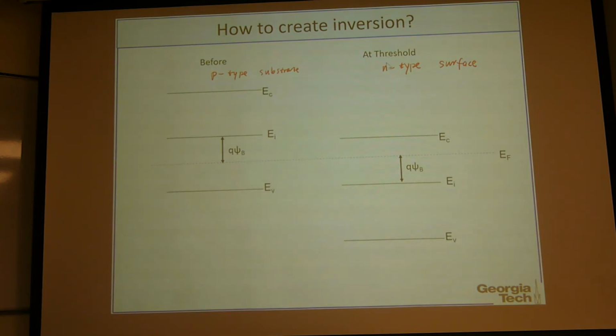So let's define the threshold voltage as where the surface becomes N-type and the surface electron density is the same as the hole density in the substrate. If you have this assumption, then you see the Fermi level. Here we have this phi b, that is the distance between the EF and the intrinsic Fermi level, which is let's say the half of the band gap.